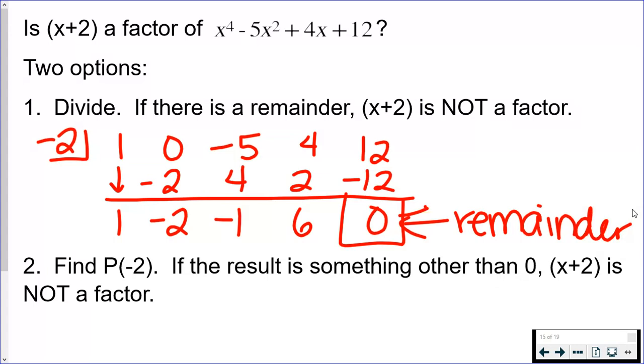Now, I wrote right on here, if there is a remainder, then it is not a factor. Because I got a remainder of 0, we say that x plus 2 is a factor. Sorry, I keep misspeaking in this video. Okay, so I divided. I got a remainder of 0. When you get a remainder of 0, that means it must go in evenly. So that means x plus 2 is a factor.